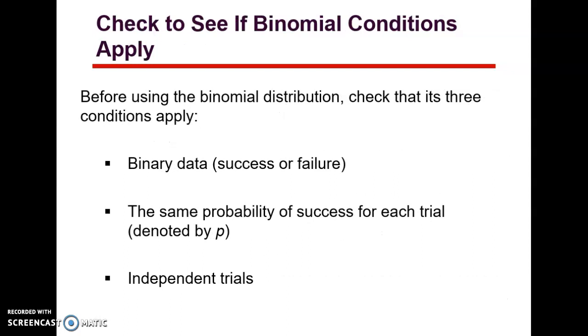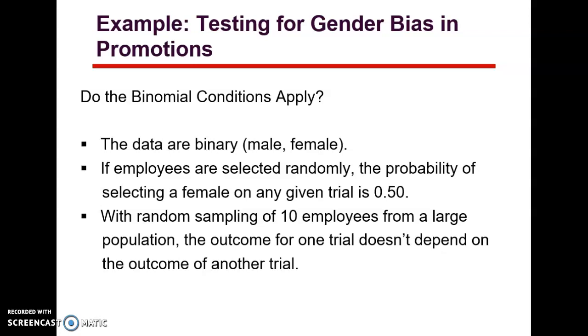So binary data just means success or failure. Same probability for success on each trial. So you have the same chance of having success on the 15th trial as you do on the 7th. The trials are independent of each other. So when we looked at the data, did we only have 2, male and female? Yes. If they're selected randomly, the probability of a female on a given trial is 0.5. It's the same for every trial. So that's correct. That's the criterion.